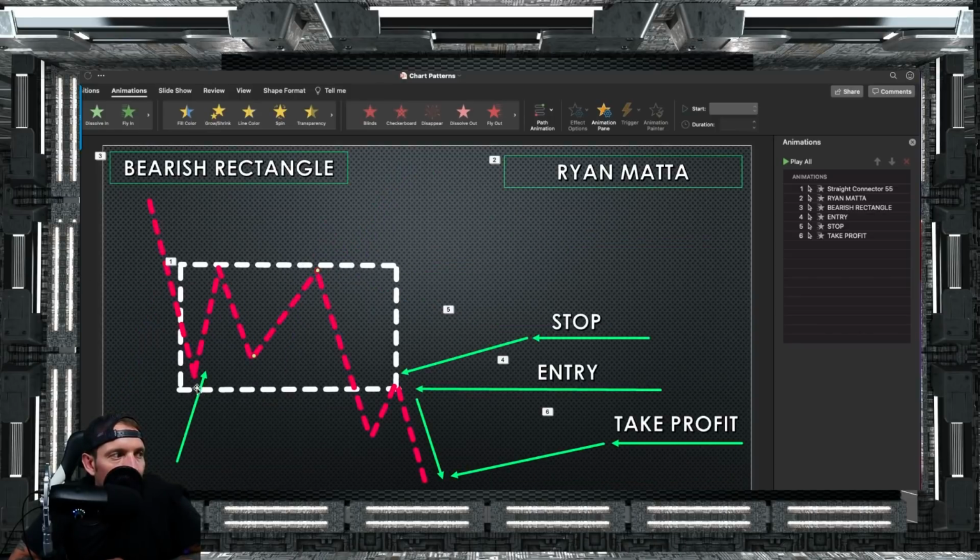Same thing, bearish rectangle, guys. Price comes down, finds bottom, pushes back up, gets rejected, pushes down, gets rejected again, breaks out, comes up to test, confirms, and there's your stop, entry, take profit. Let's get it. Get in, get out, take your profits, pay yourselves, guys.